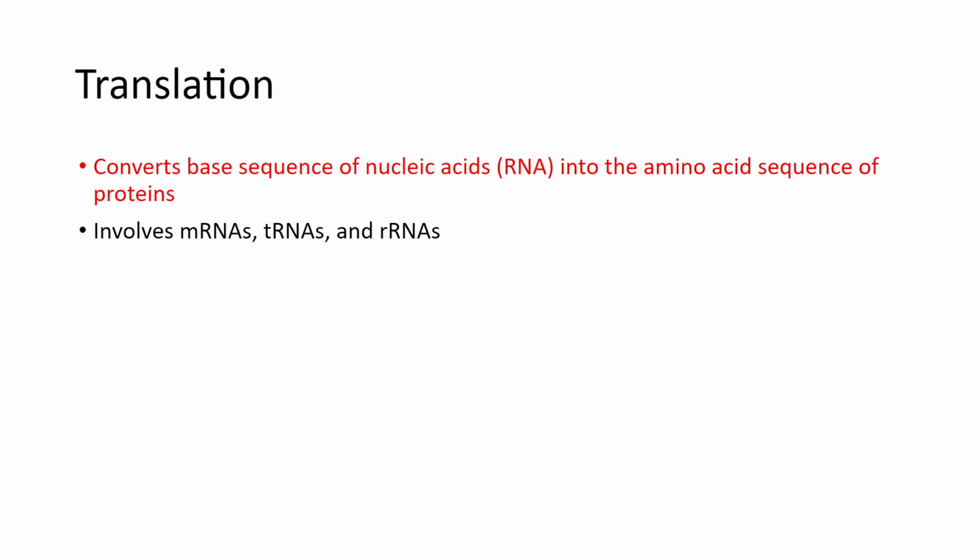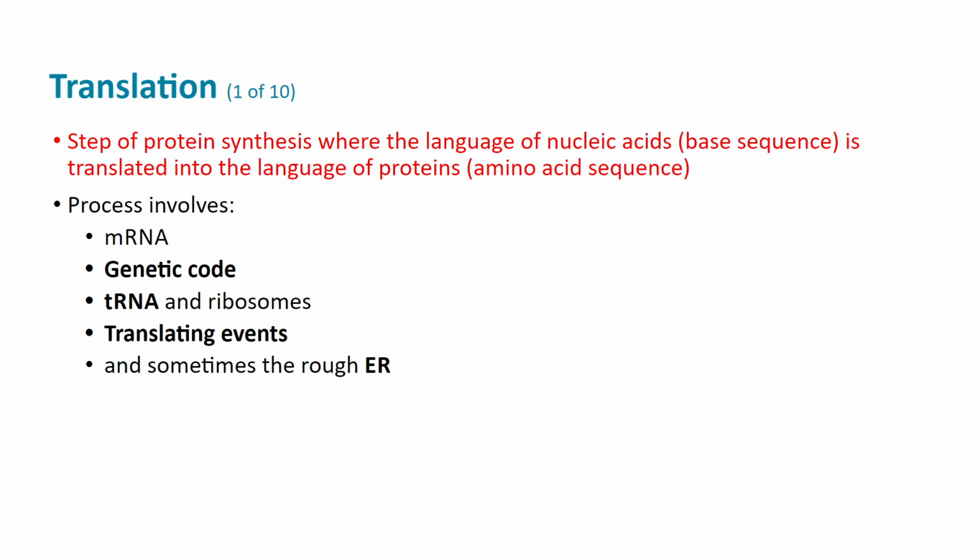Again, the mRNA is going to the ribosome, but we're going to be using tRNA to bring the amino acids, and of course rRNA of the ribosome to help us translate or create our polypeptide. So translation involves mRNA, which means instructions from the genetic code, tRNA to bring the amino acids at the ribosome, and these translating events of, again, initiation, elongation, and termination, and sometimes some rough ER, or rough endoplasmic reticulum. This is a step of protein synthesis where the language of nucleic acids, basically a base sequence, is translated into the language of proteins, which is an amino acid sequence.